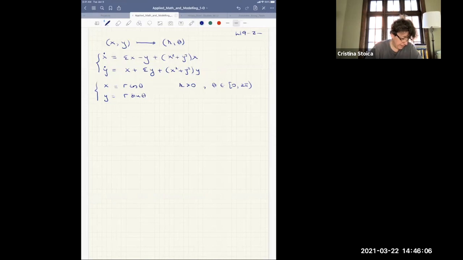And then the other way around, r is the square root of x squared plus y squared. I'm writing these things that you know very well. And tan theta is y over x. Now I want to go from x, y to r, theta. So I'm going to compute r dot, which would be d/dt of this.